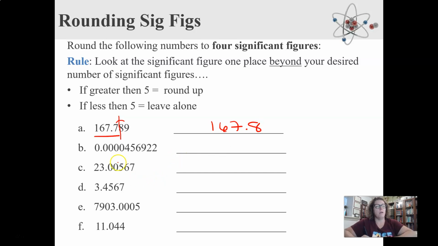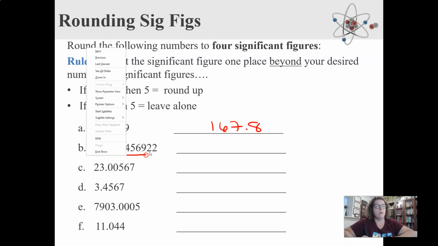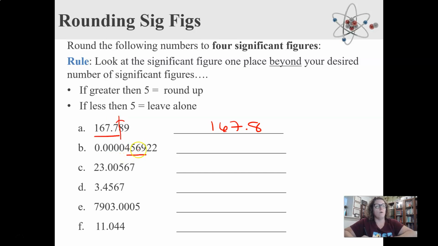So 167.8. Part B, not one of these zeros count because these are leading zeros, so I'm not even going to underline them, but I'm going to start on the 4 and count 1, 2, 3, 4. I'm sorry. 4, 5, 6, 9. There's my 4 sig figs, and that's where I'm going to cut. Now, I don't need to round because the number after the 9 is a 2. Now, I have a rule about zeros. If you have more than 3 zeros, don't write all those zeros. Write it in scientific notation.